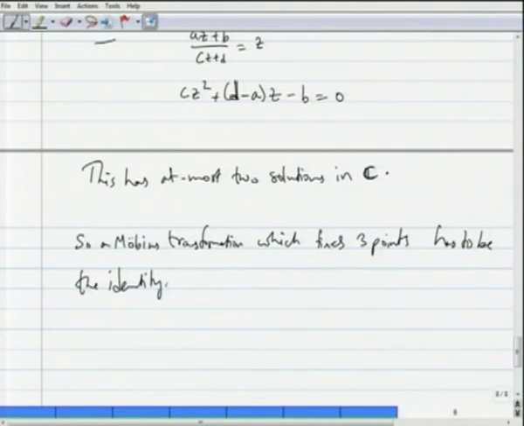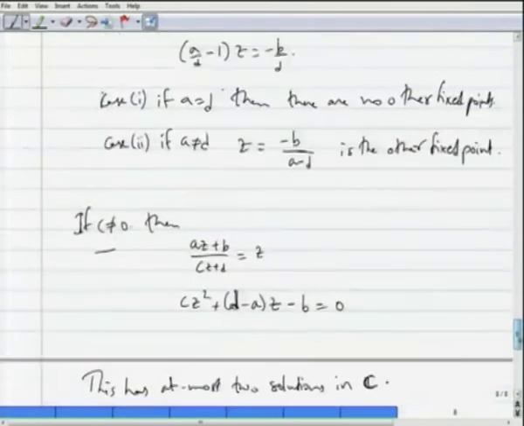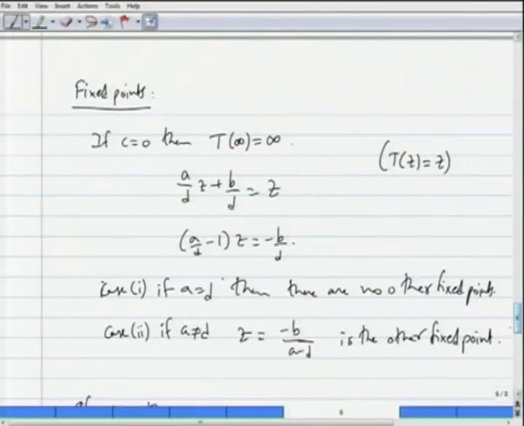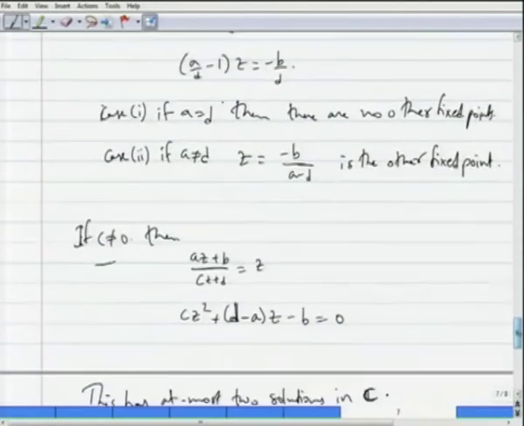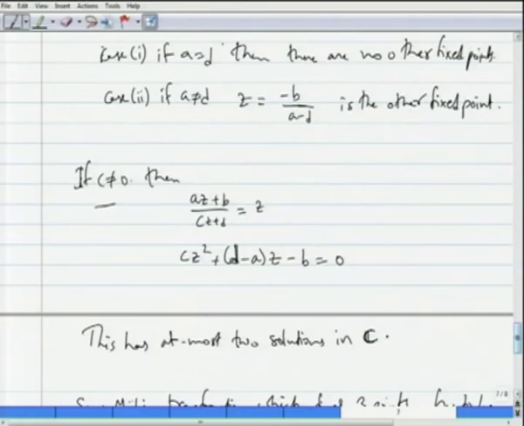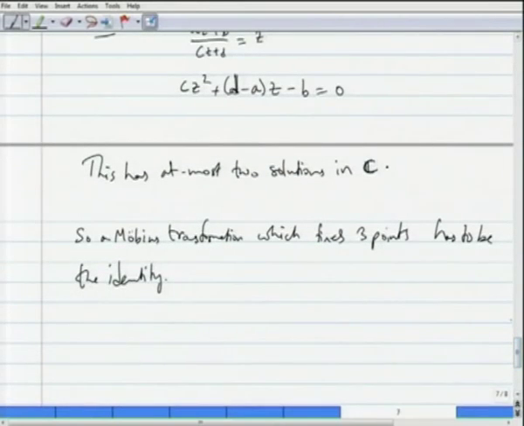Why is that? Well, identity fixes every point, and by the above analysis you can have at most two fixed points for a Mobius transformation. So, the only Mobius transformation which fixes 3 or more points has to be the identity Mobius transformation.